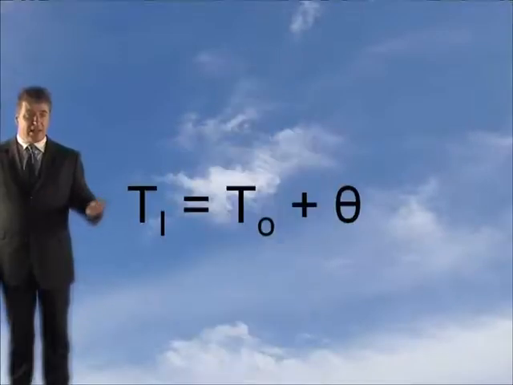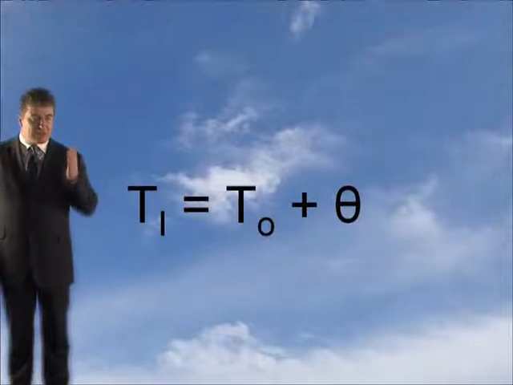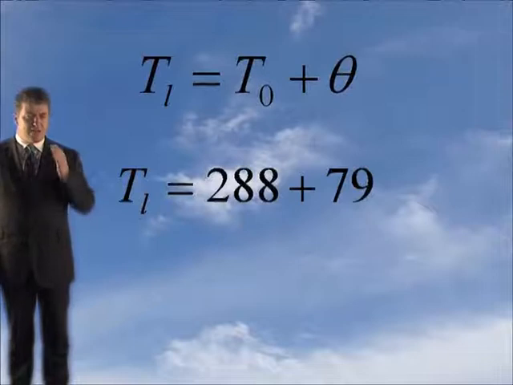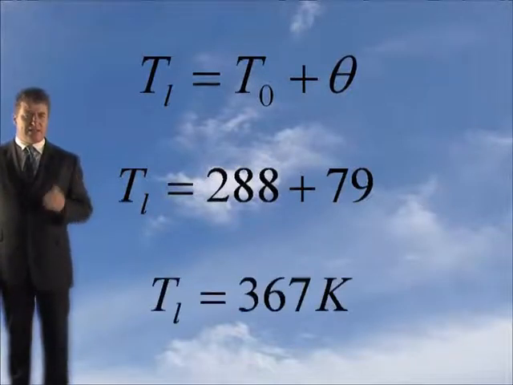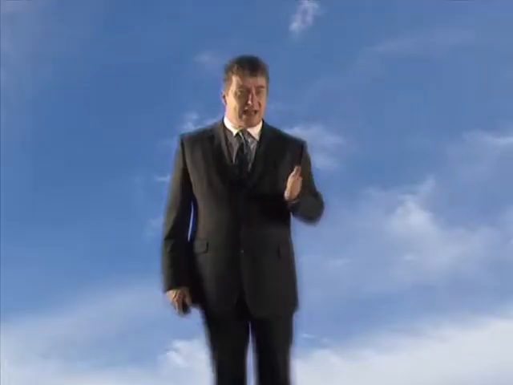Now we need to determine the absolute average temperature of the smoke using the following formula. TL equals TO plus theta. The absolute average temperature of the smoke, taking into account the theta value, would be 367 degrees Kelvin. Now this is a high temperature, as we would expect obviously with a 2.5 megawatt fire leaving the opening, as there's not much entrainment.